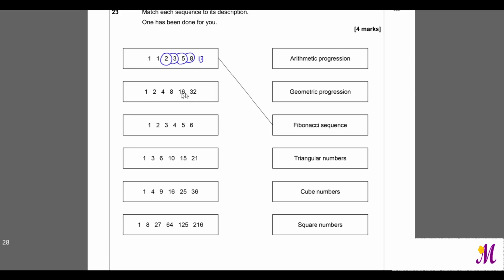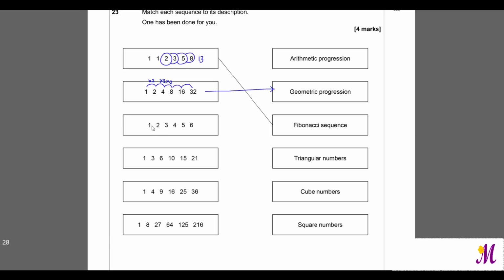And what about the second one? It's 1, 2, 4, 8, 16, 32. From 1 to 2, you double it. And you double it again, times 2. And from 4 to 8, you double it again. That means it's a geometric progression. So it is this one.